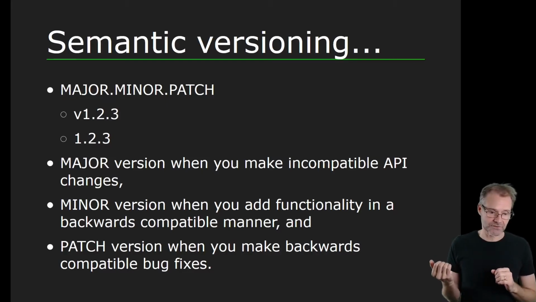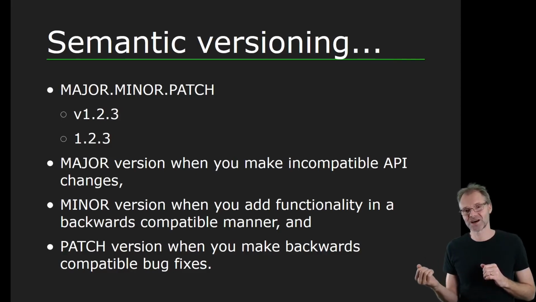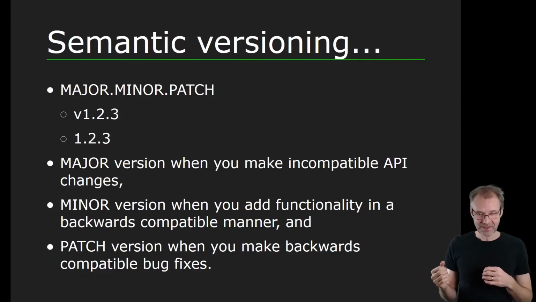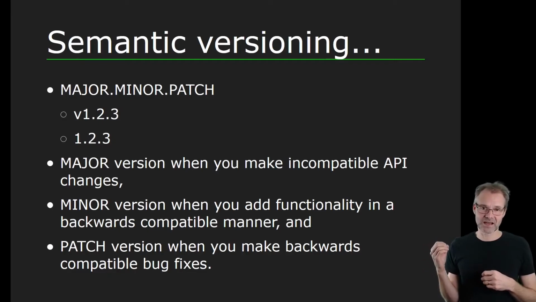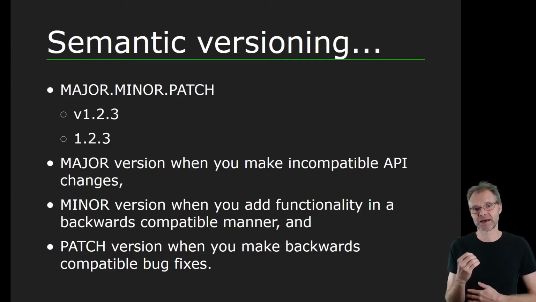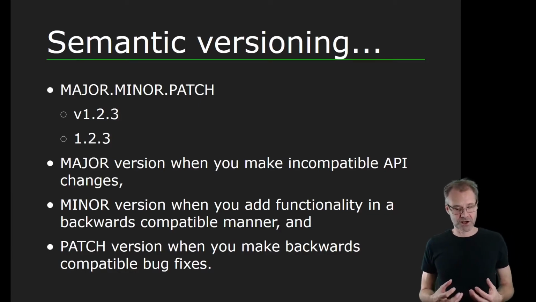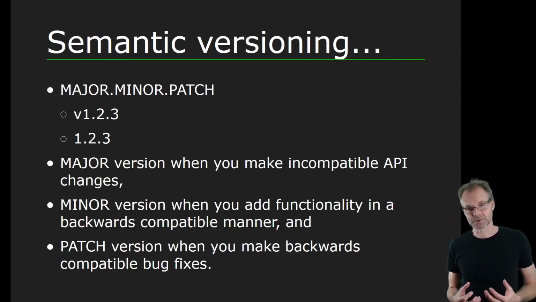The last figure, the third one, is the patch version. So 1.2.3, 1.2.5, 1.2.14. This means that we have made some smaller fixes or patches to the code, and it is still backward compatible.